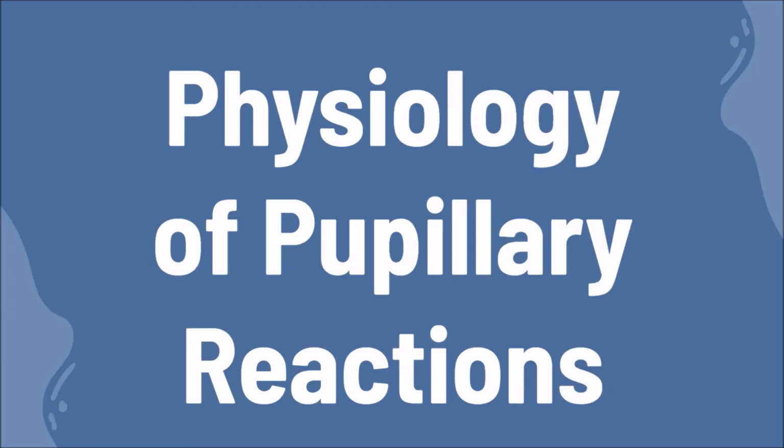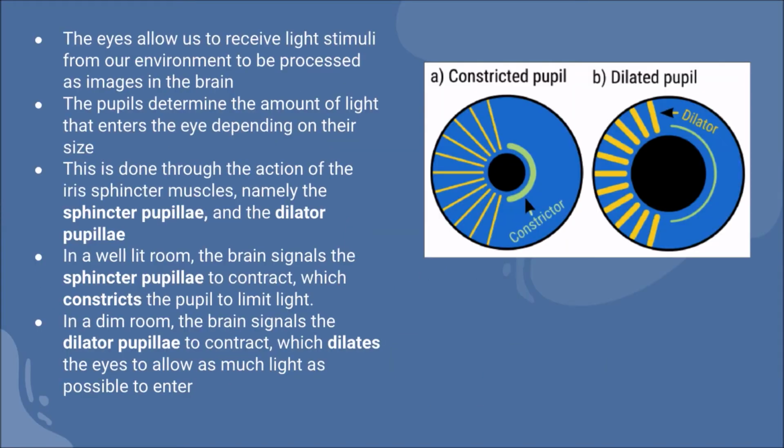Now, I will discuss the physiology of pupillary reactions. So the eyes allow us to receive light stimuli from an environment to be processed as images in the brain. The pupils specifically serve as the gatekeeper of the eyes, so their size determines the amount of light that enters the eye. This is done through the action of the iris sphincter muscles, namely the sphincter pupillae and the dilator pupillae. As light enters our eye, it passes through the cornea, pupil, lens, and eventually the retina, where light is converted to nerve impulses to be sent to the brain through the optic nerve, as we know from anatomy in first year.